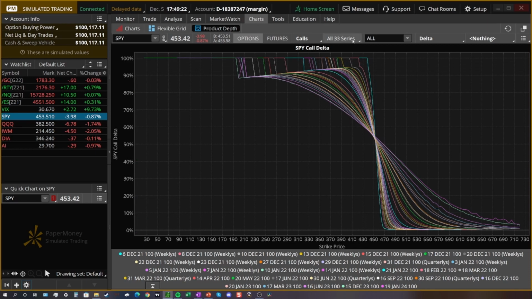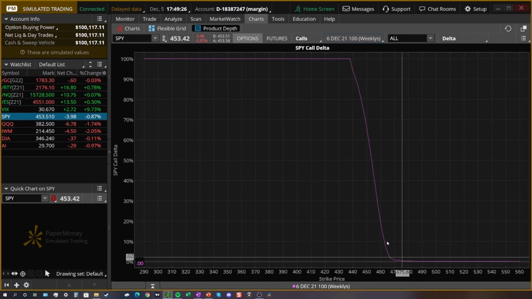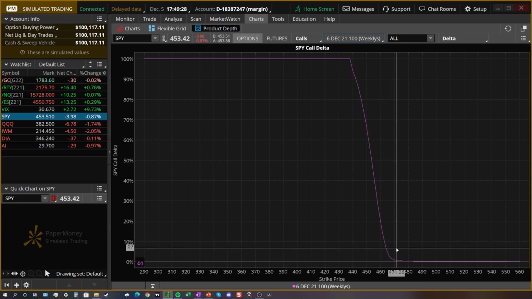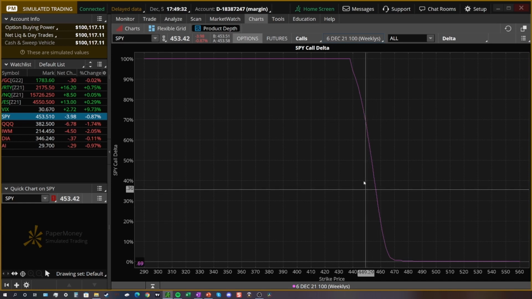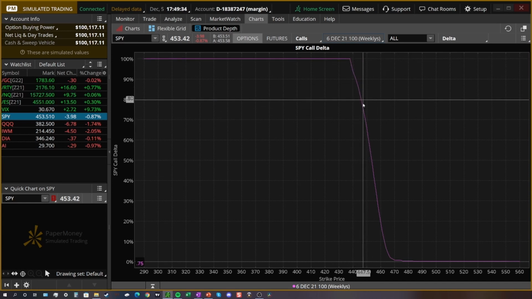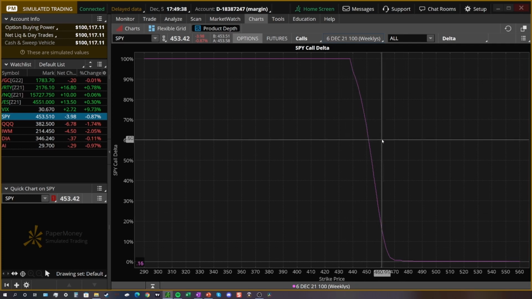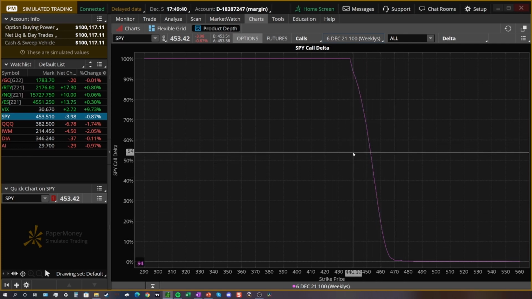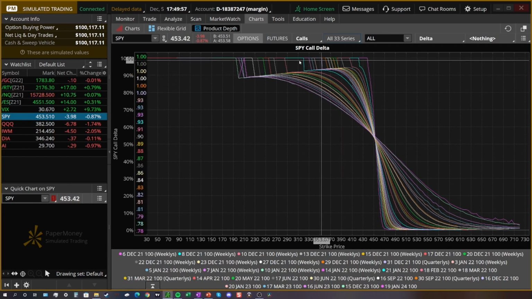So let's turn them all off, and I'll show you that teal line and what it looks like. No, now it's purple, so it changed on me. Sorry about that if that's confusing. But here's this purple line. It's just like an S curve, but it's extreme because there's not much time left for the stock to move in either way to really impact delta that much. So that is what delta looks like for call options.